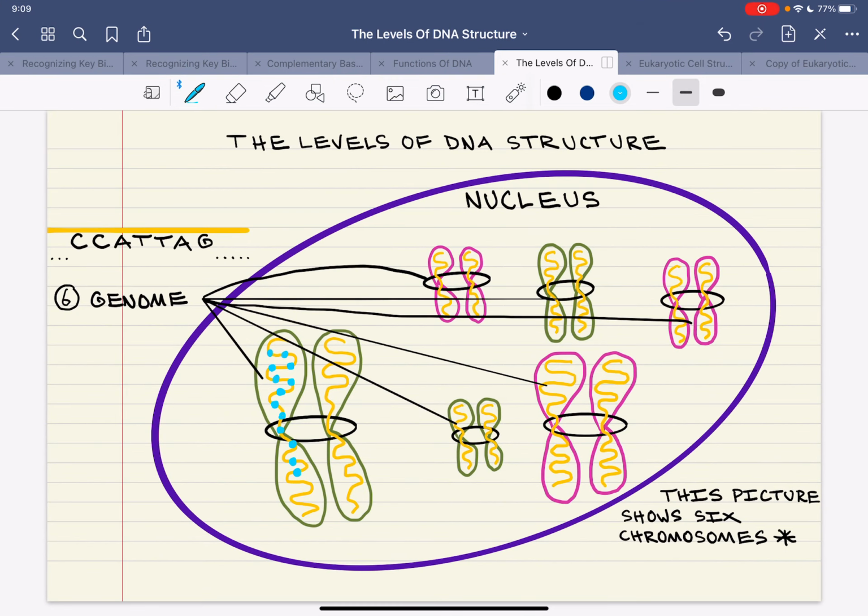Now, as a human, in each of your cells, you have 46 different chromosomes. 23 from your mom, 23 from your dad. So I can number the chromosomes here. There's no particular order to it. We have 6.